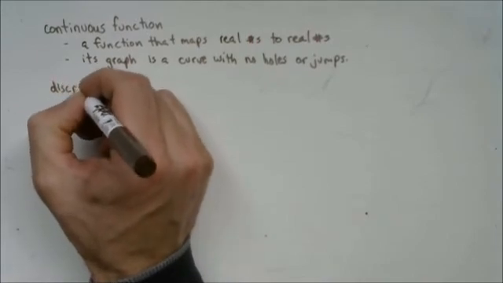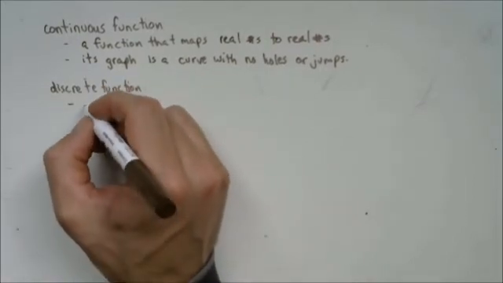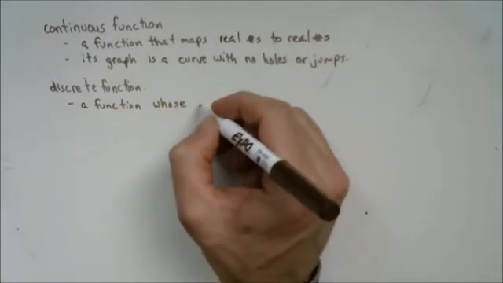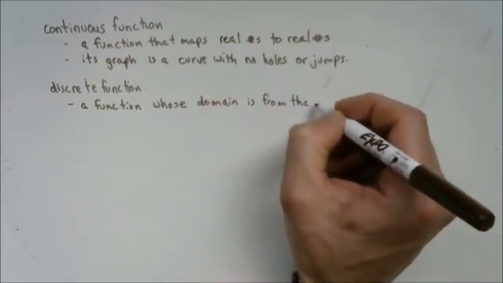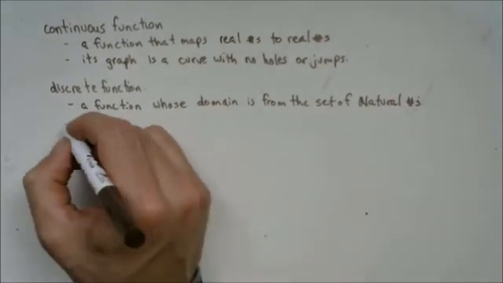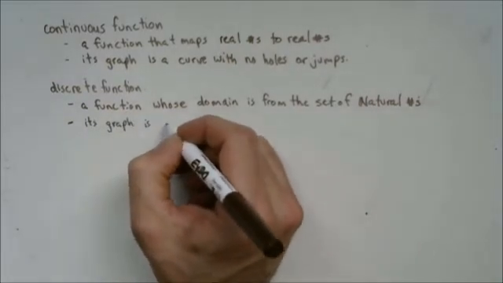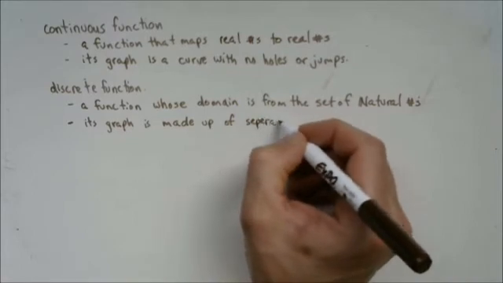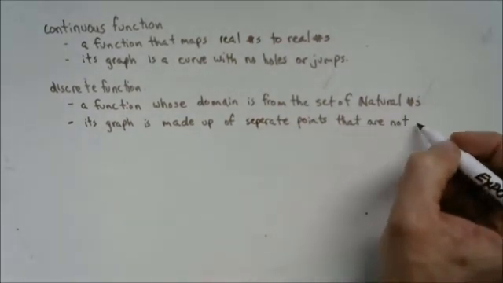And that is different from a discrete function. Discrete function is a function whose domain is from the set of natural numbers and its graph is made up of separate points that are not connected.